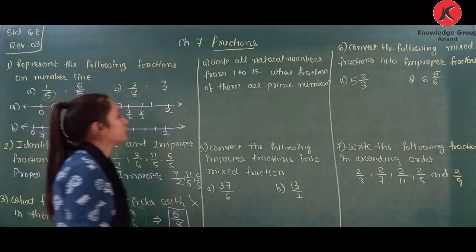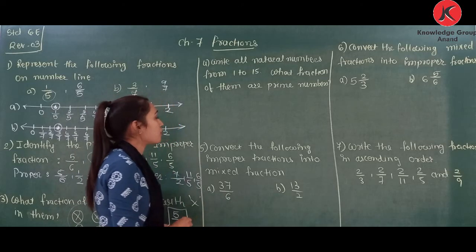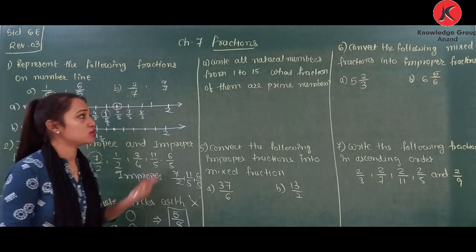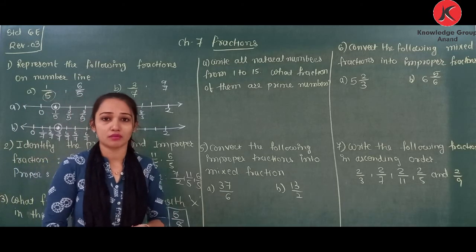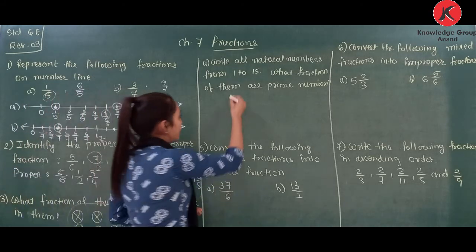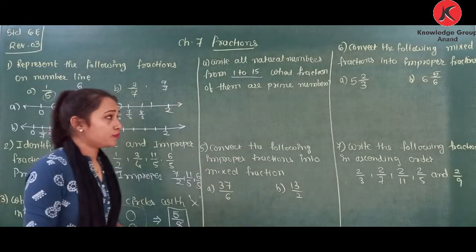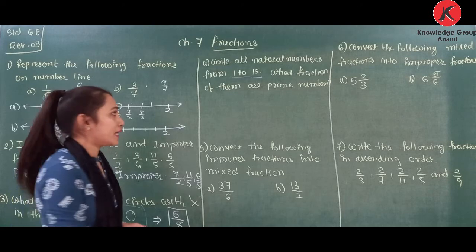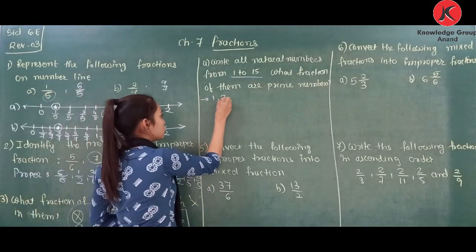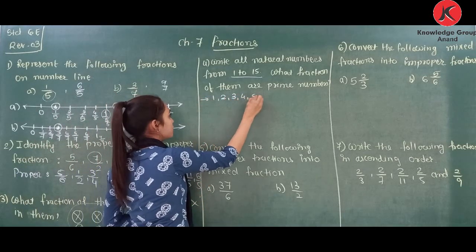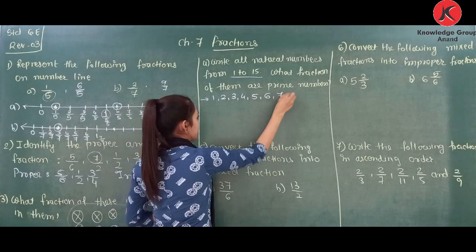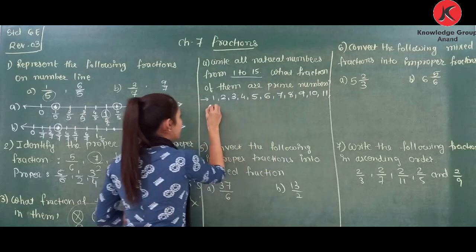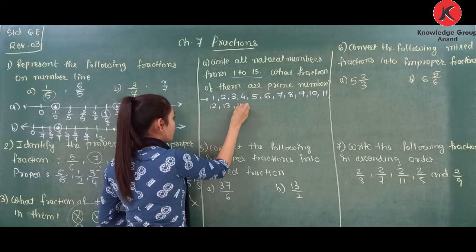Now next one, write all natural numbers from 1 to 15. What fraction of them are prime numbers? This is a very important question because this kind of question can be asked. So write 1 to 15 numbers. So let's write 1 to 15 numbers. 1, 2, 3, 4, 5, 6, 7, 8, 9, 10, 11, 12, 13, 14 and 15.